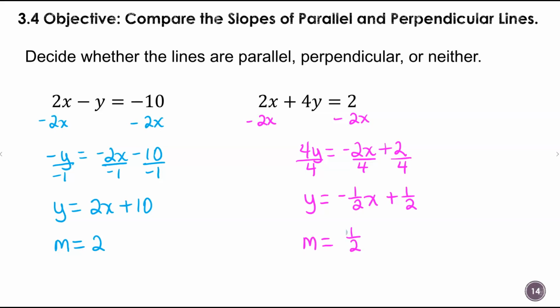-1/2 is the reciprocal, the opposite reciprocal of 2, right? So think about 2 is 2 over 1. The reciprocal would be 1 over 2. The opposite reciprocal would be a -1/2. Also, if I take 2 times -1/2, I get -1. So you can see that it meets the criteria whichever way you're looking at it. And so we're going to say perpendicular for this one.